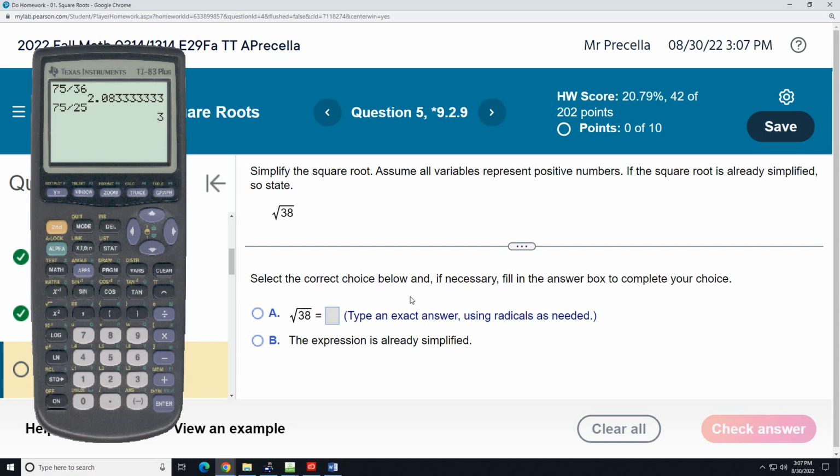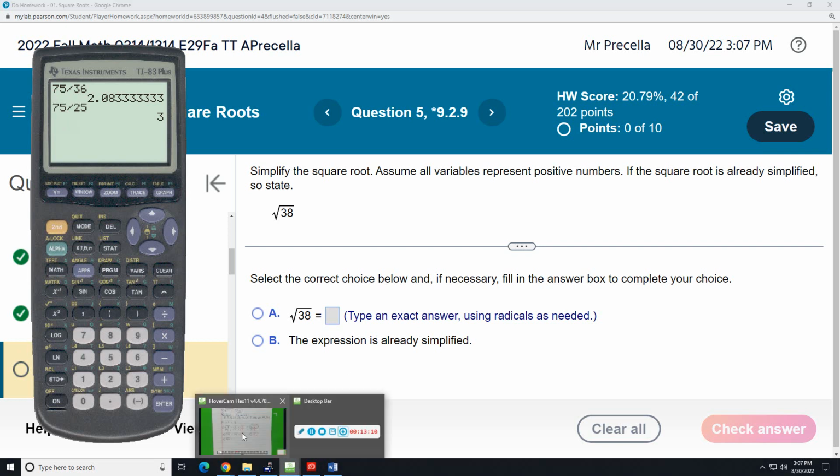Simplify the square root. If it's not simplified, state so. So it's possible it can't be simplified. Yeah, it's already simplified enough. So, square root of 38. Is 38 a perfect square?